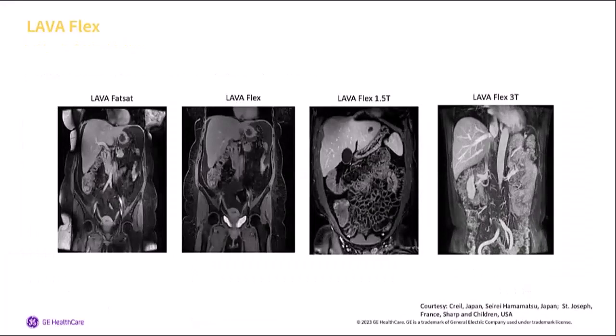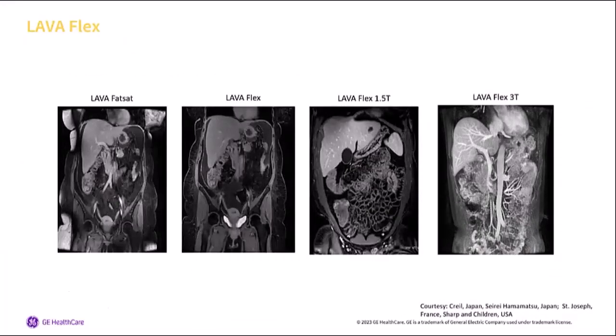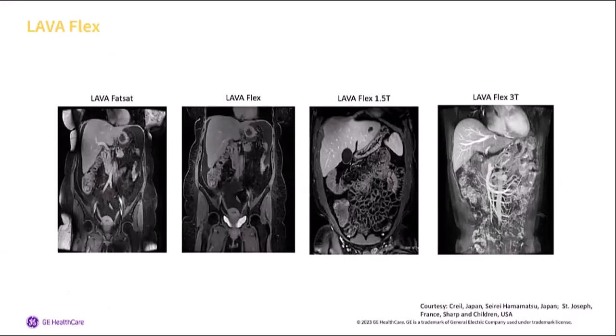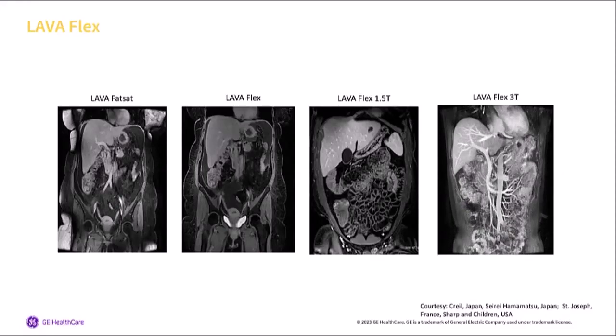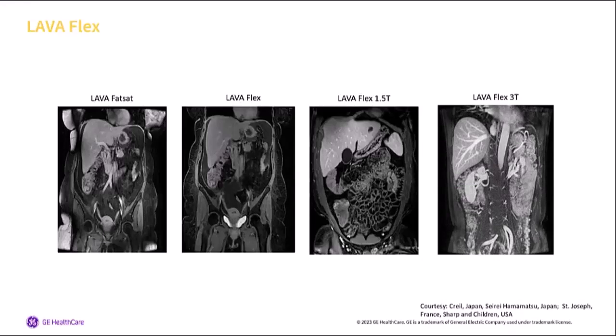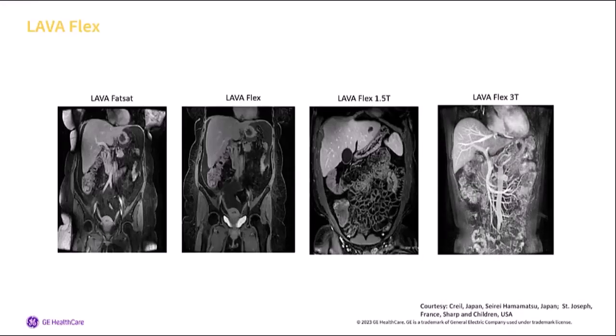And now an example of abdominal imaging using LAVA. So the image on the left, we are using chemical fat sat, and we can see how the fat sat is failing at the edges of the field of view, and that's because we're using a very big field of view. The next image, which we are using LAVA, has resolved that fat saturation failure at the edges of field of view. And then we have an example of LAVA Flex at 1.5 and 3 Tesla as well.